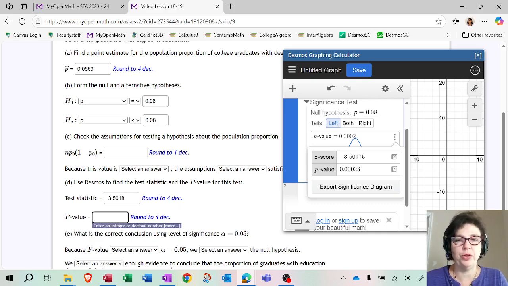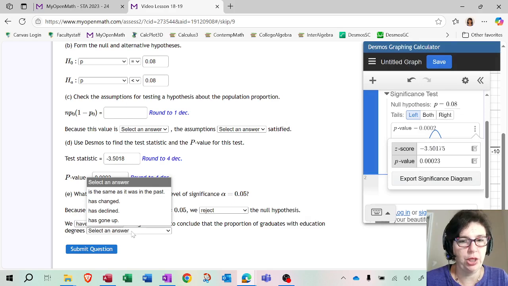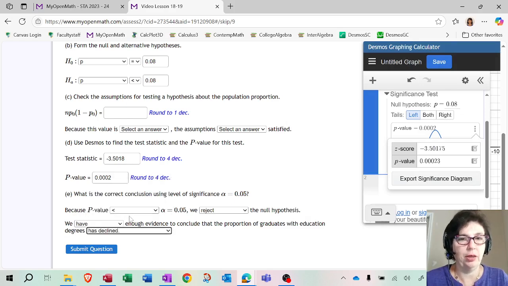In absolute value, this is more than 3. And that's definitely an outlier. So probably we are going to reject, but we're going to see that in a second. P-value is very small. That's another reason that definitely going to be unusual. We will reject. In fact, I can say that right now. It's less than alpha. We are rejecting, which means we have evidence to conclude that the proportion of graduates with education has declined. Match the claim.